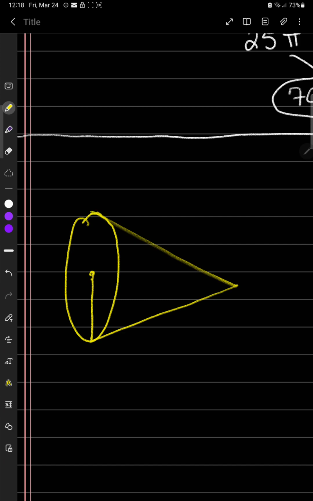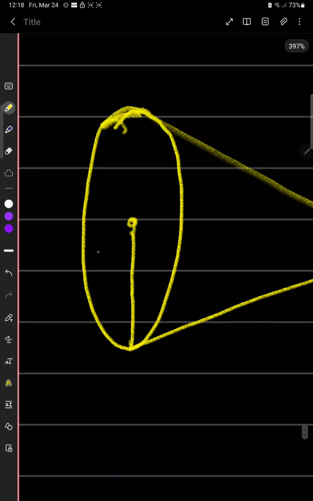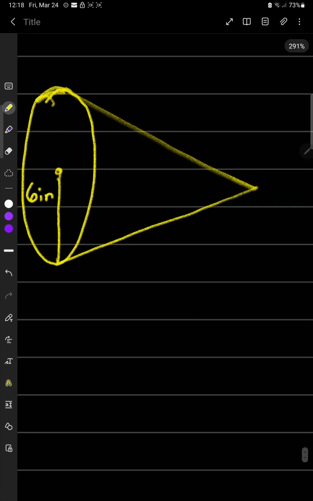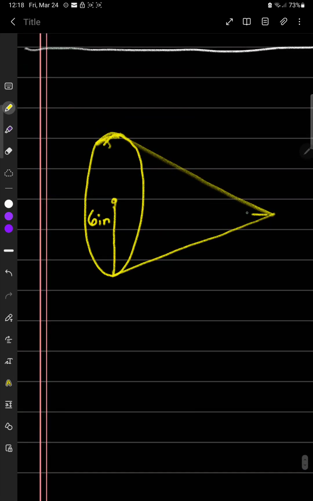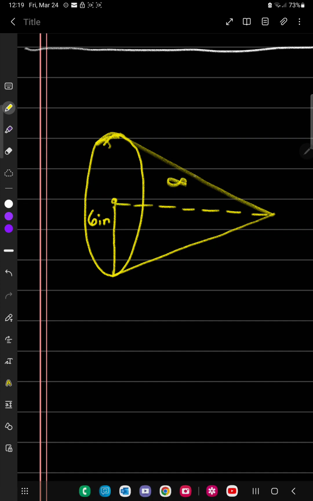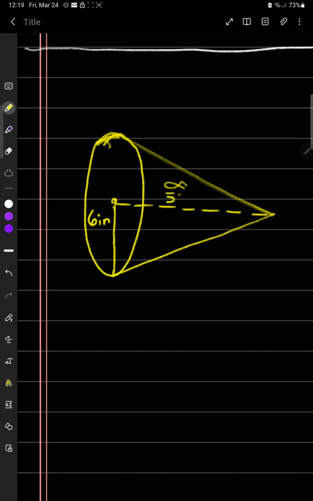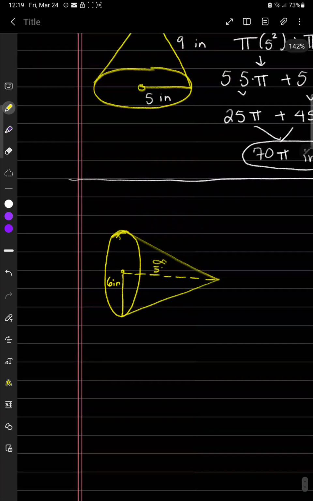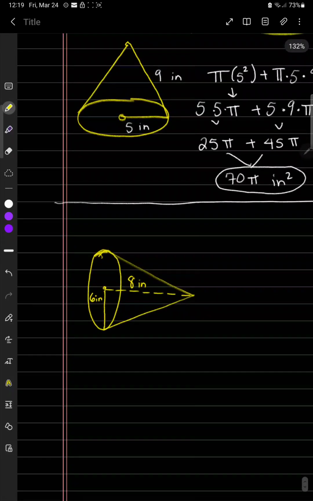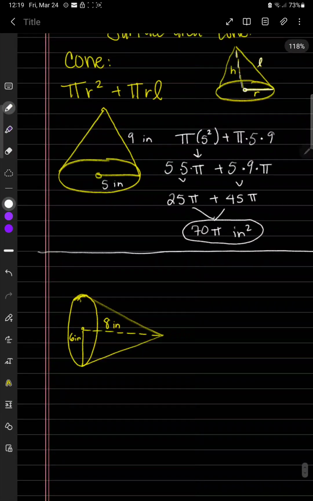Okay, it's a little bit better. So let's say here we have 6, and here we have 8. Okay, so I could have written this regular. Okay, so let's say this is what we have. So again, for our formula, we need R and we need L to complete this setup. So we have our R is 6, but we don't have our L.